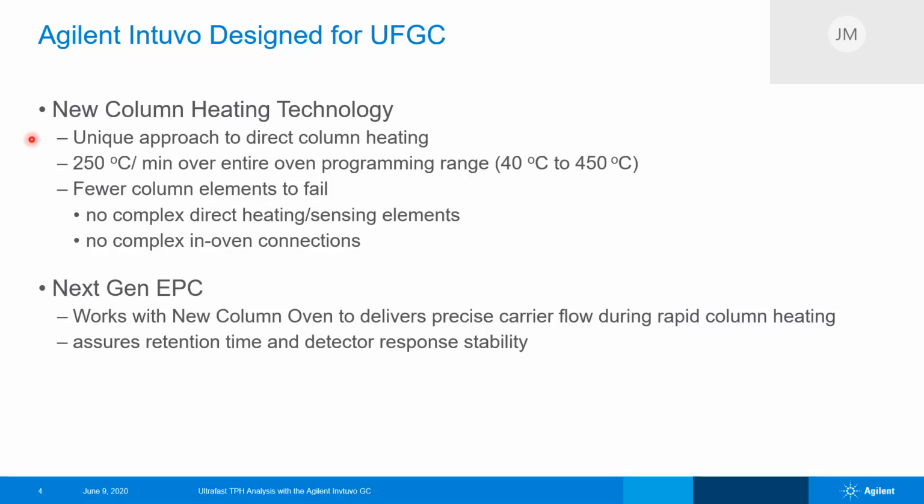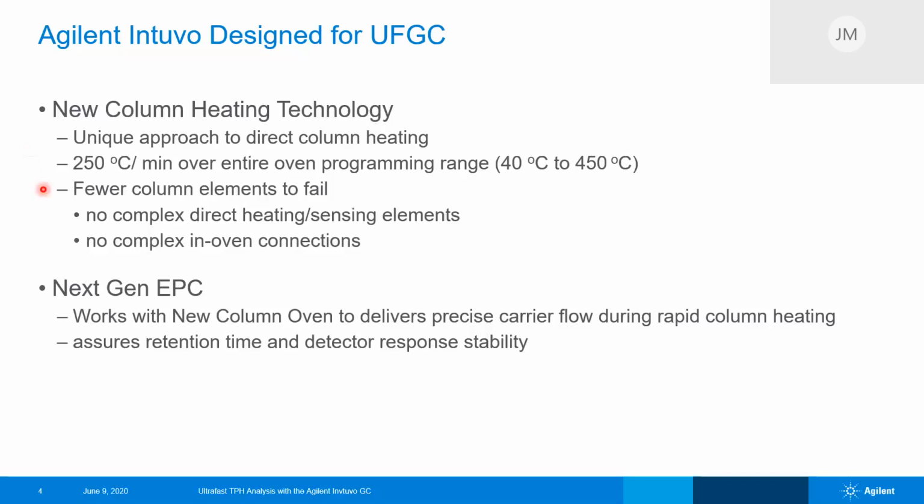It doesn't heat the air around the column, it heats the column directly. What this allows us to do is to rapidly heat the column, and in this case we can go up to 250 degrees per minute over the entire temperature programming range of the oven, and that's 40 to 450 degrees. Because we're not having a complex wrapping of a heating element and temperature sensing around the column, it's more of a direct heating of the instrument to the column.